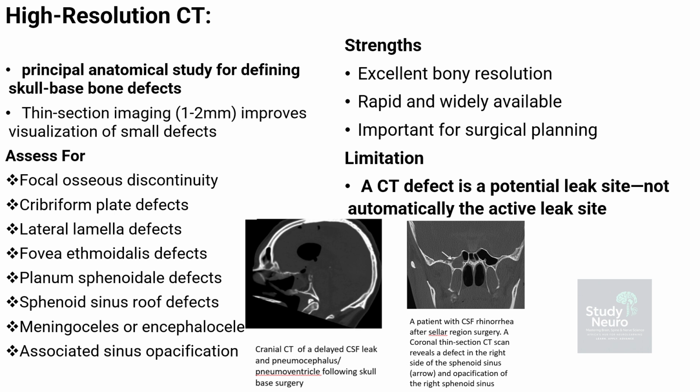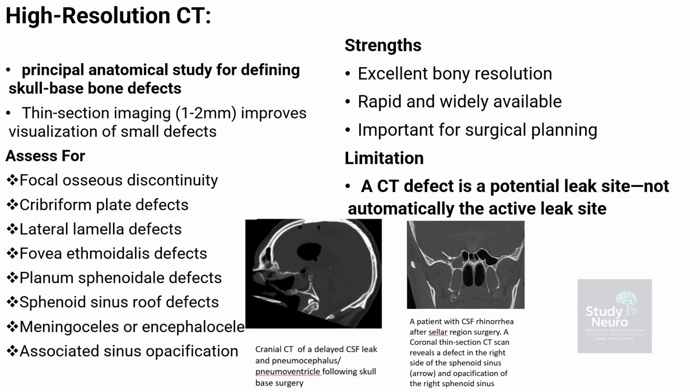Thin-section imaging improves visualization of small areas of osseous discontinuity involving the cribriform plate, lateral lamella, fovea ethmoidalis, planum sphenoidalis, and sphenoid sinus roof. It can also demonstrate meningoceles, encephaloceles, and associated sinus opacification. Computed tomography has excellent bony resolution and is important for surgical planning. But remember, a visible defect is a potential leak site, not automatically the active leak.